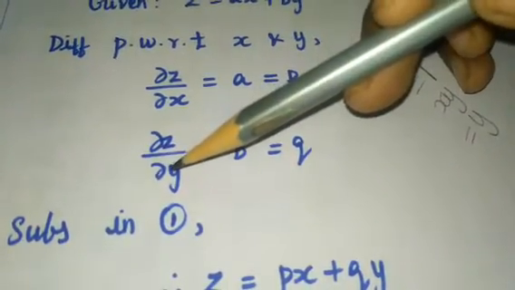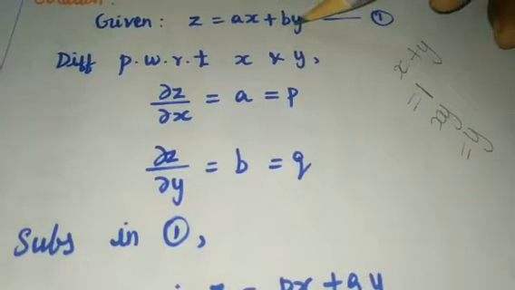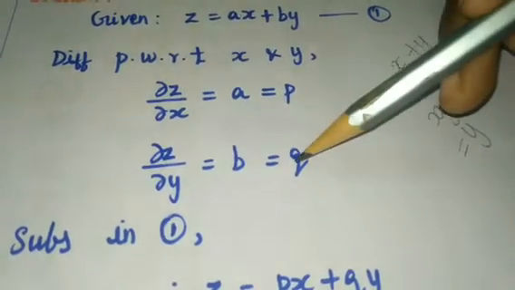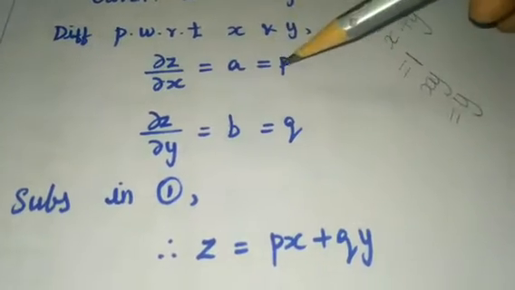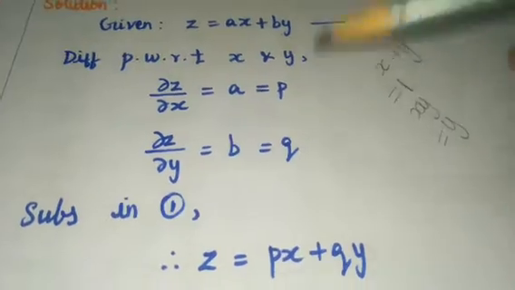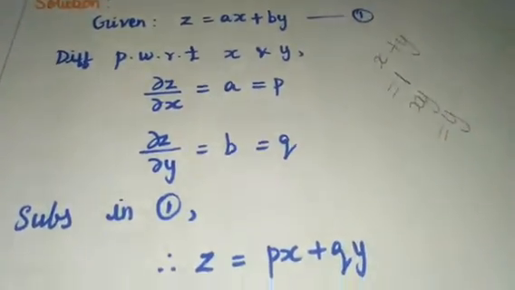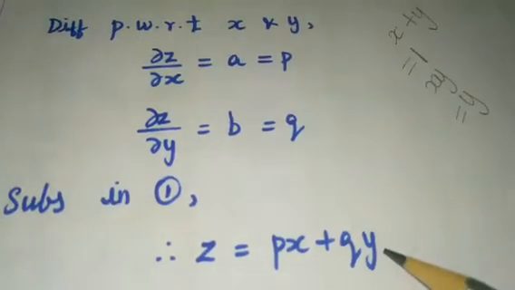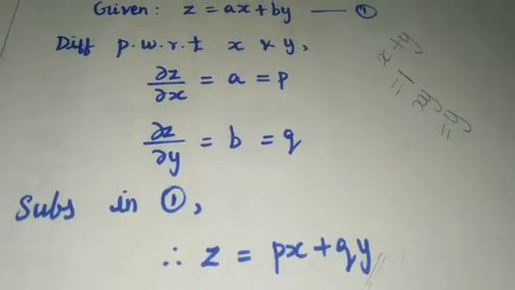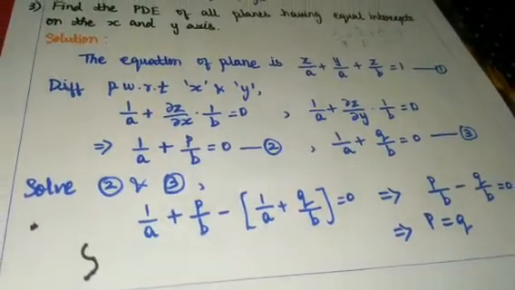And if we differentiate partially with respect to y, this term becomes 0 and b into 1. So b, which is equal to q. So substitute this a and b value in the given equation. So z is equal to px plus qy. So this is the required partial differential equation. So let's move on to the next question.